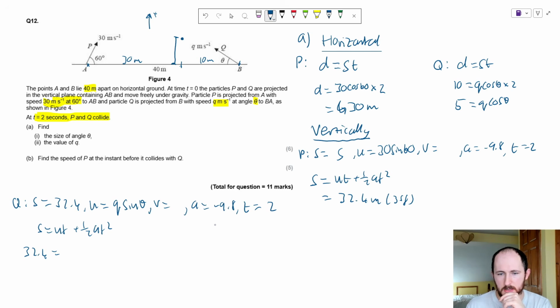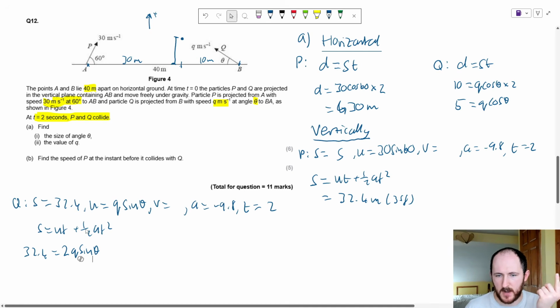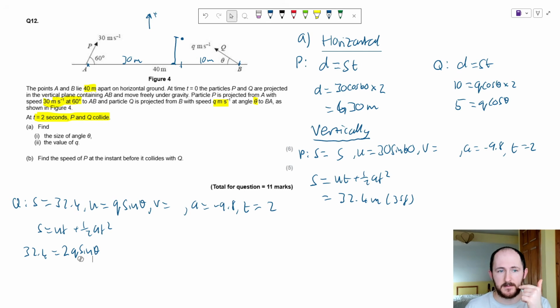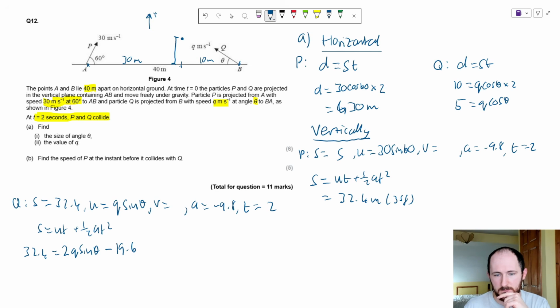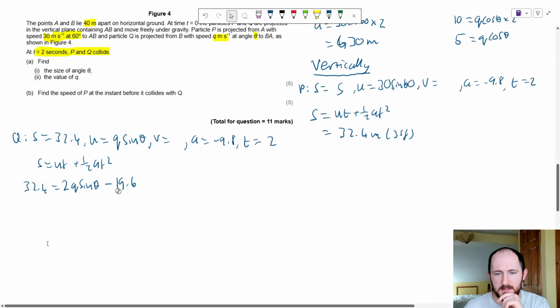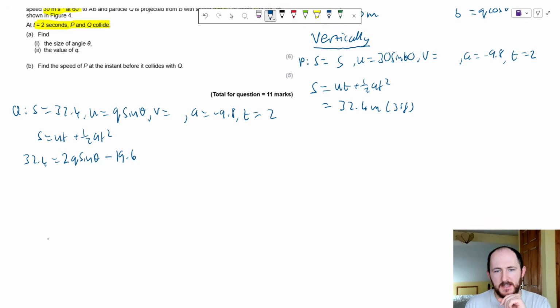32.4 equals 2Q sine theta. And that would just be minus 9.8, right? Because a half... No, it won't. It'd be double that. 9.8 doubled would be 19.6. So it'd be minus 19.6. So if I add it over and then divide it by 2. Alright, so this is what I'm going to do overall, right?